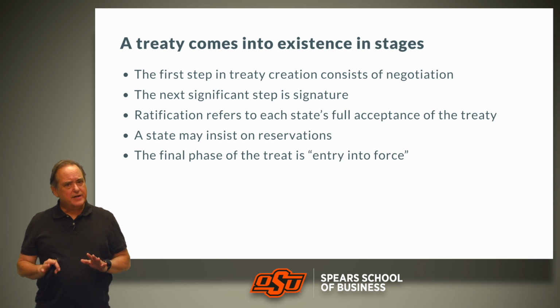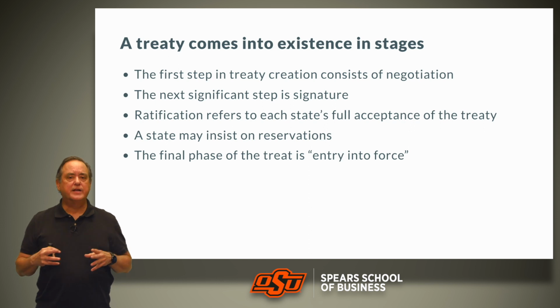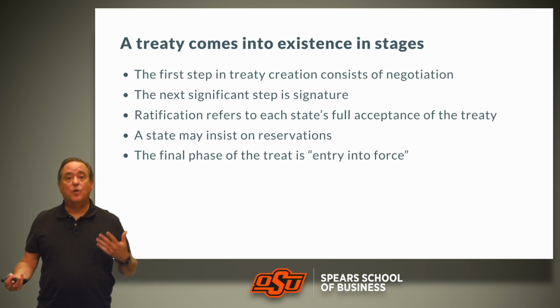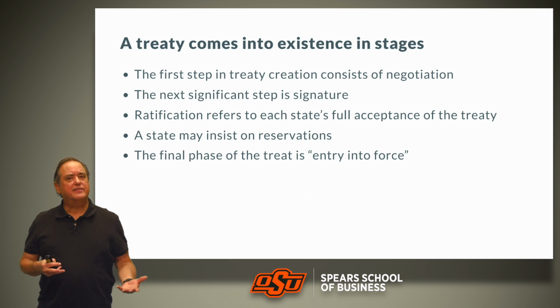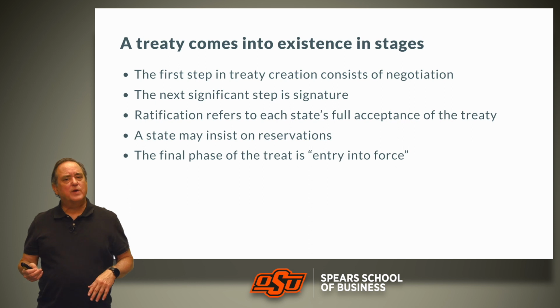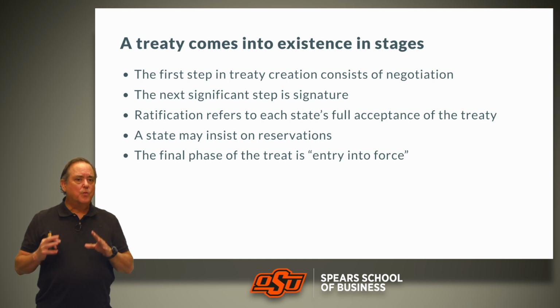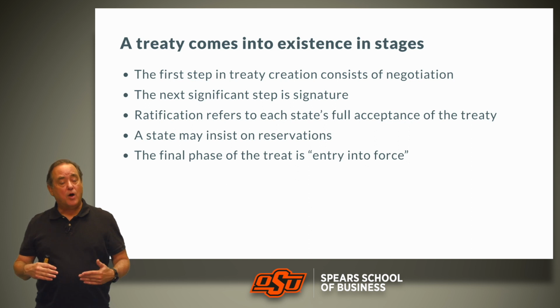Now, that doesn't mean the treaty goes into effect. It simply says this is the final version of the treaty, and we are going to submit it to the states for acceptance. And that acceptance by a state is referred to as ratification, a state's acceptance of the treaty. Now, when a state accepts the treaty, it may insist on reservations, which is to say, yes, we will adopt the treaty, but we are stating up front that we don't consider this element to be a part of the treaty.